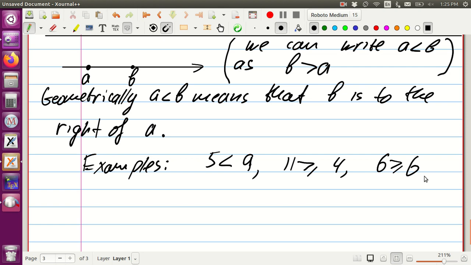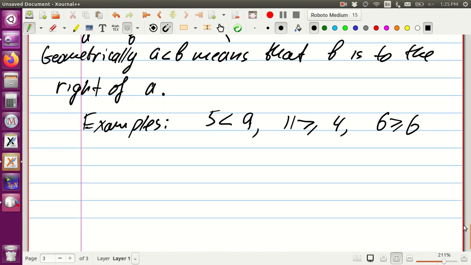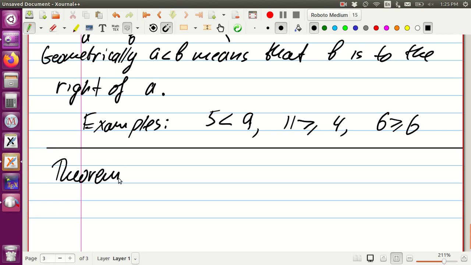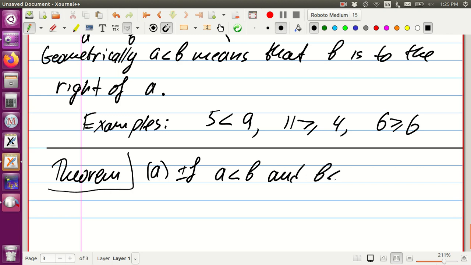So the first theorem of the semester that we're going to talk about is a theorem that helps us solve inequalities, and the theorem goes like this. First part of the theorem says that if A is less than B and B is less than C, then A is less than C. And this property is called transitivity.